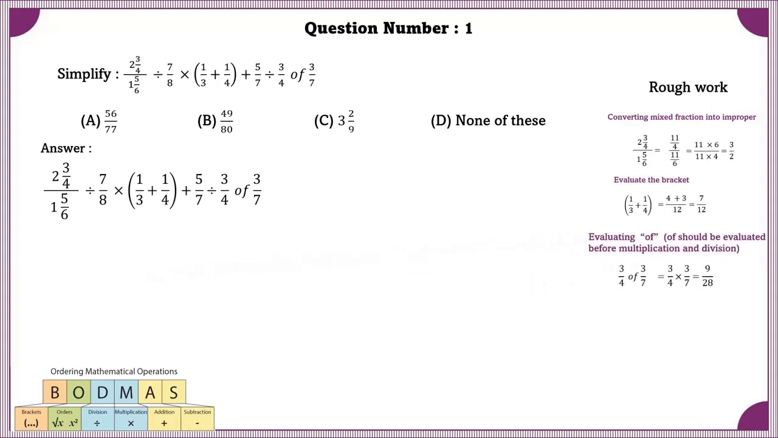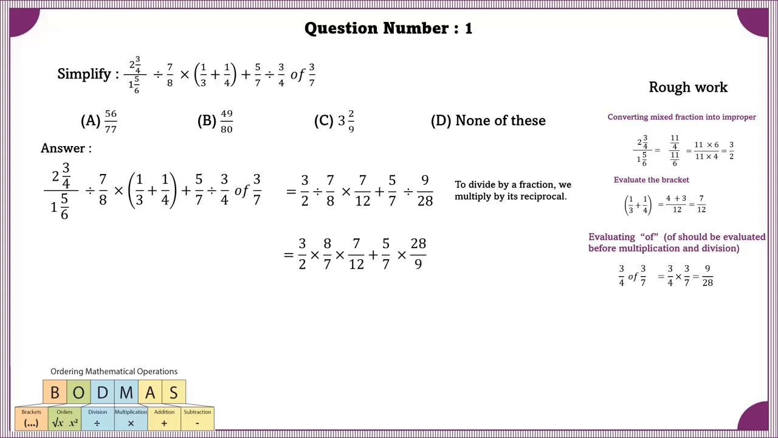Now, let us substitute all the simplified values back into the expression and continue solving it. Next operation is division. To divide by a fraction, we multiply by its reciprocal. So we get 3 by 2 into 8 by 7 into 7 by 12 plus 5 by 7 into 28 by 9. Here, let us first identify the two terms. This is one term, 3 by 2 into 8 by 7 into 7 by 12, and the other term is 5 by 7 into 28 by 9.